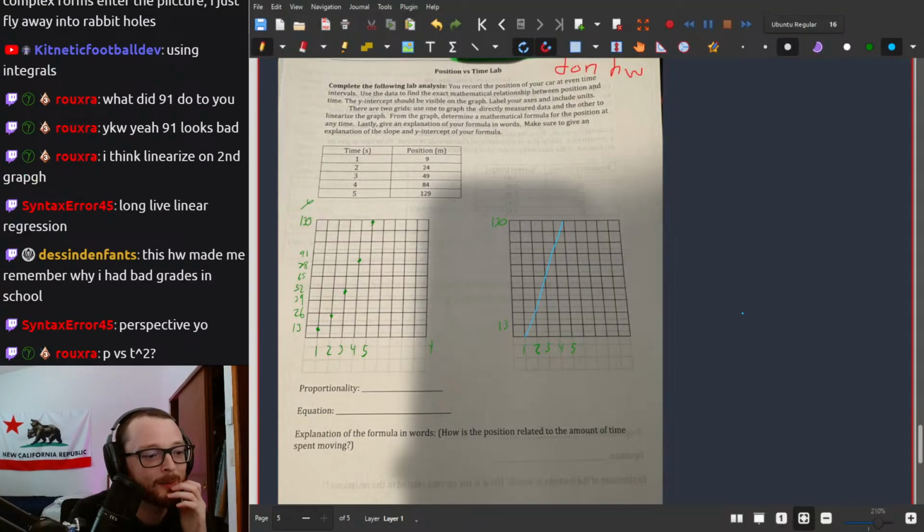Homework made me remember I had bad grades in school. This problem sucks.